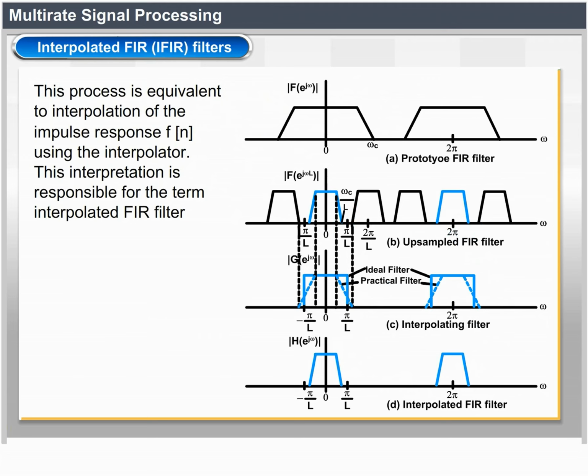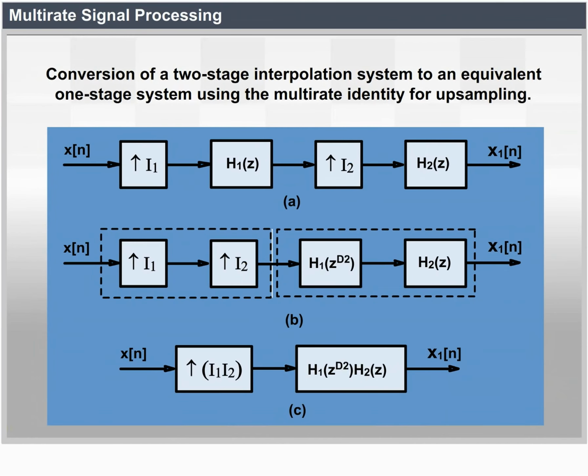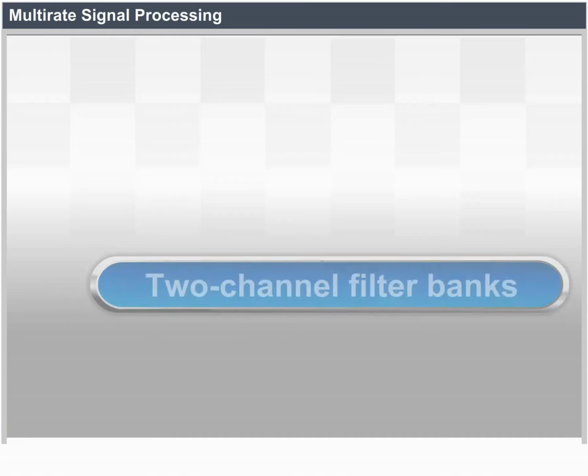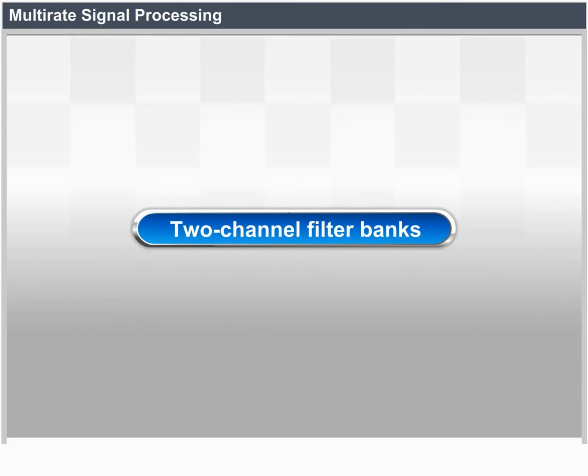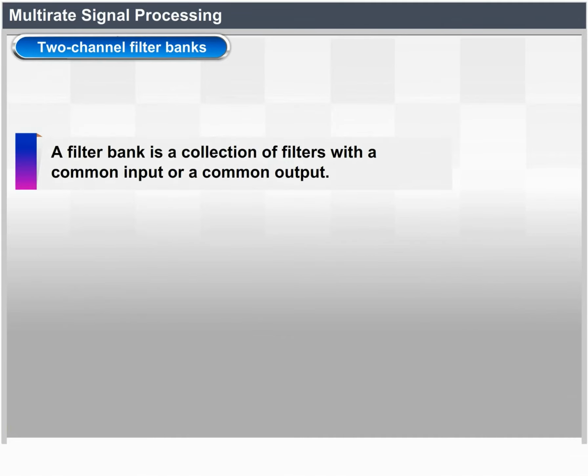Conversion of a two-stage interpolation system to an equivalent one-stage system using the multirate identity for upsampling. Two-channel filter banks. A filter bank is a collection of filters with a common input or a common output. There are two basic types of filter bank.